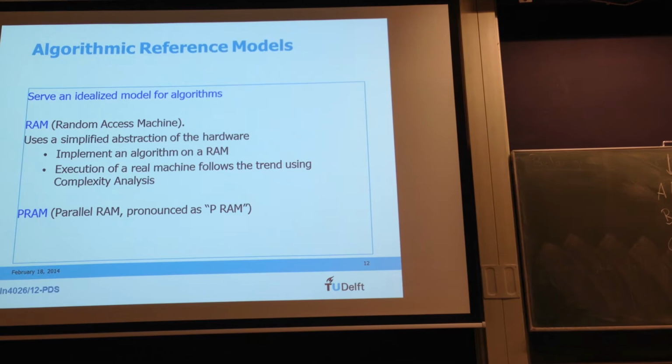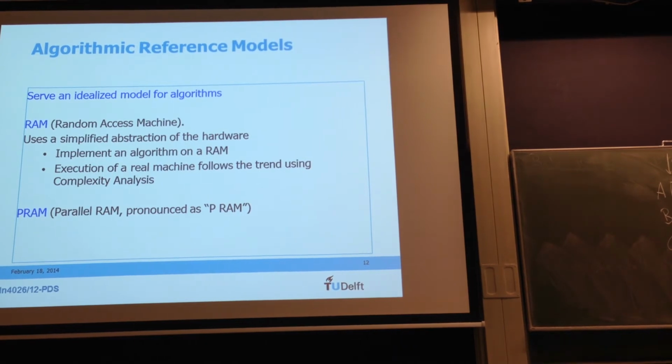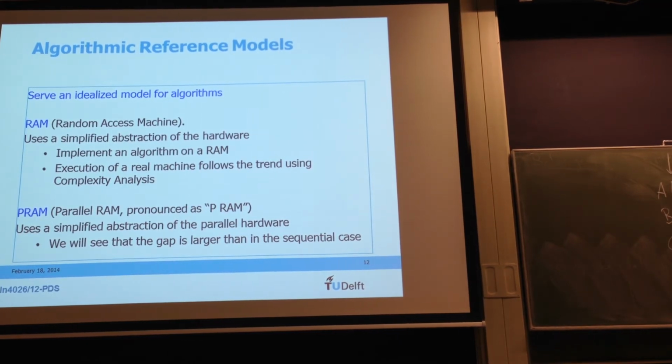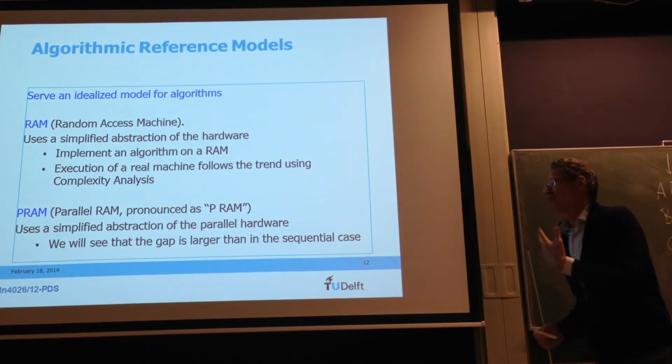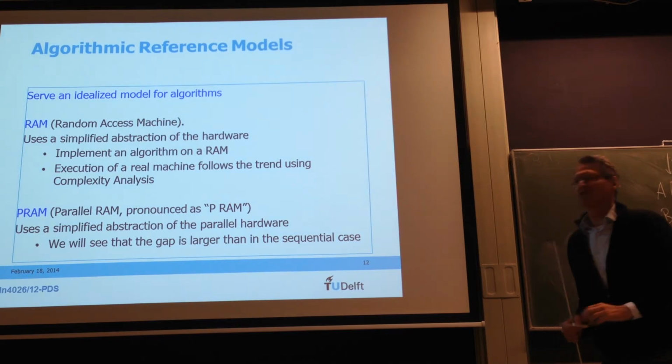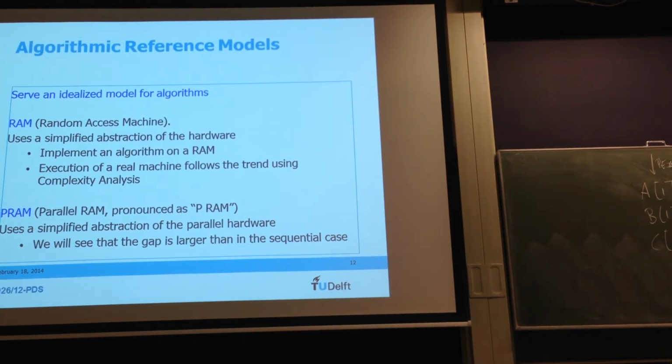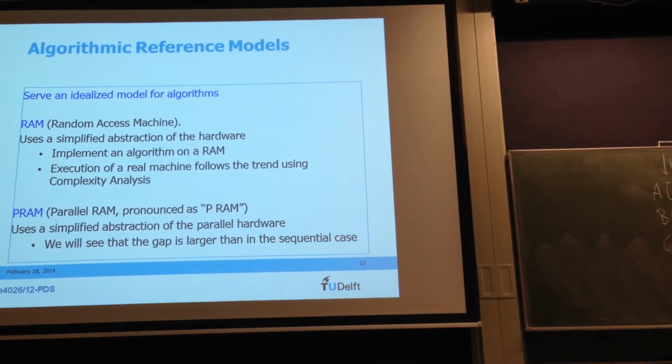For the parallel world, we have something similar, which is called the PRAM model, the parallel RAM model, pronounced as PRAM. And I will show you a little bit the differences between the two. There we use a simplified abstraction of the parallel hardware, and we will see that the gap there is somewhat larger than in the case of the sequential machine. And that makes our lives a little bit more difficult.